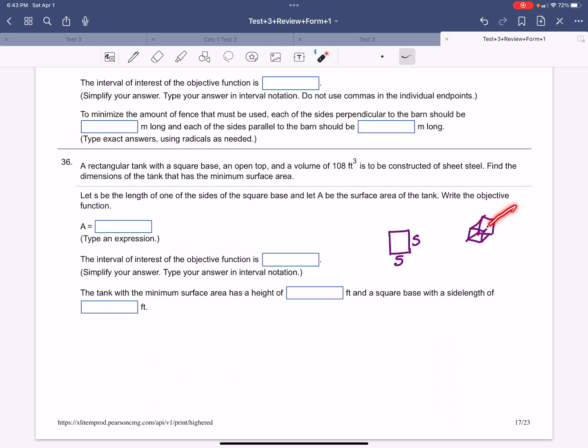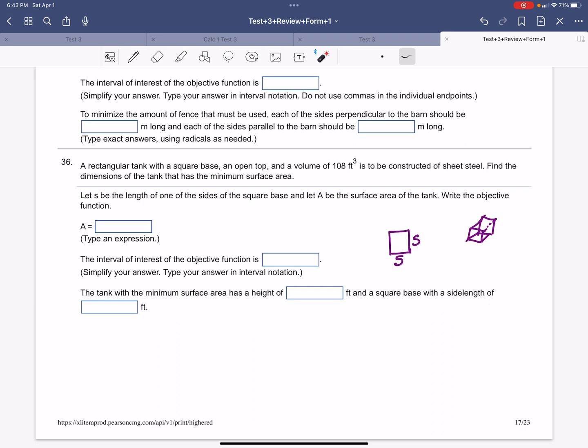But the very top is open, and that's going to be important when we figure out our surface area, because we're not going to have a top. So we're going to have a square at the bottom, but not at the top. If you think back to our cylinder problem that we did in class, where we had a circle at the bottom and a circle at the top, this one we're only going to have the bottom one.